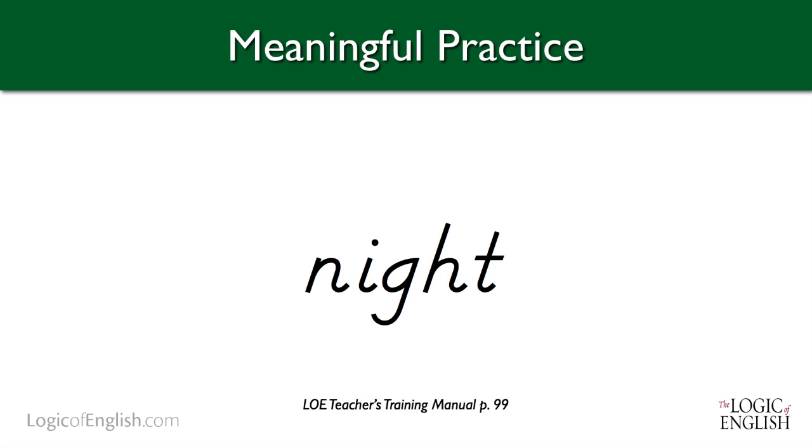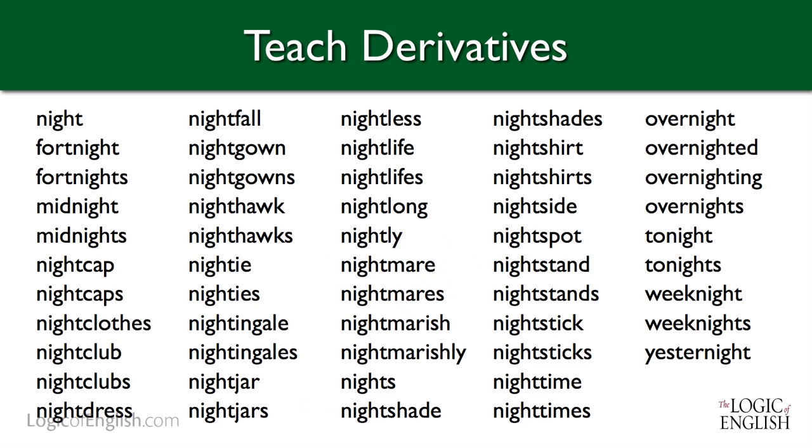So one of the ways we can do this is we can say to them, well, what are some of the derivatives? What are some other words that include the word night? Why don't you take a moment just now and think, what words can you think of that use night? Maybe nightingale, nightly, tonight. Well, you'll see here's a whole list of words that use the word night in them. You can find this list on page 100 of your teacher training manual. As students learn these words, which incorporate the word night, they'll be practicing this spelling and they'll be expanding their vocabularies.